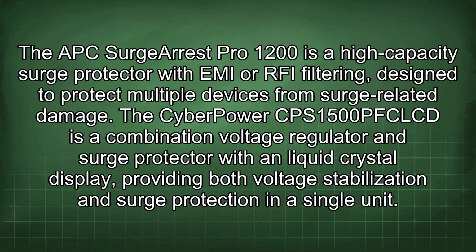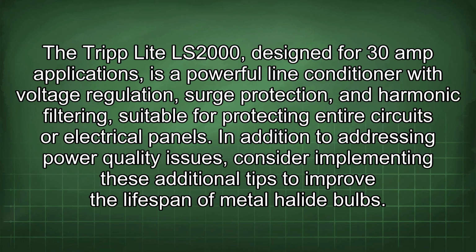The APC Surge Arrest Pro 1200 is a high-capacity surge protector with EMI or RFI filtering designed to protect multiple devices from surge-related damage. The CyberPower CPS1500 PFC LCD is a combination voltage regulator and surge protector with a liquid crystal display, providing both voltage stabilization and surge protection in a single unit. The Tripp Lite LS2000, designed for 30 amp applications, is a powerful line conditioner with voltage regulation, surge protection, and harmonic filtering, suitable for protecting entire circuits or electrical panels.